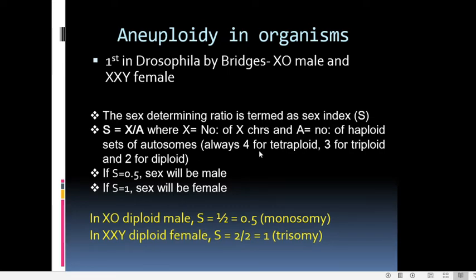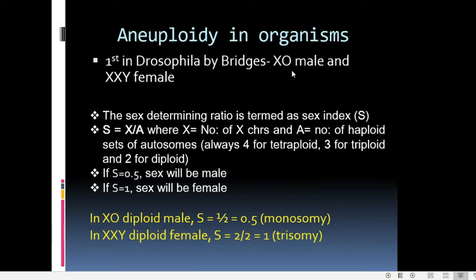So sex determination in Drosophila follows the genic balance theory, which was proposed by Bridges, where the sex ratio or sex index is calculated by a formula S is equal to X by A, where X is the number of X chromosomes and A is the number of haploid sets of autosomes. So if the organism is diploid, A will be 2. If the organism is triploid, A will be 3. If the organism is tetraploid, A will be 4.